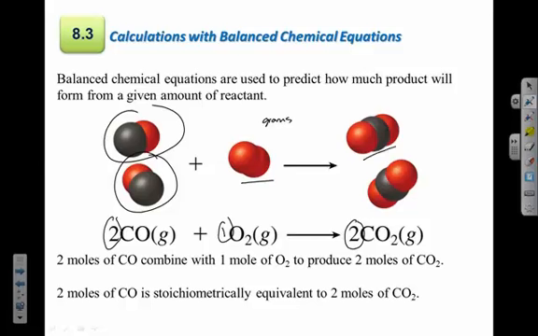If I want to know something quantitative about a reaction, I'm pretty much always going to need these coefficients to tell me the mole relationship between one substance and another substance. We saw some examples where that is the case already. This particular reaction is very useful because carbon monoxide is very poisonous. It binds to the hemoglobin in your blood and prevents oxygen from binding.